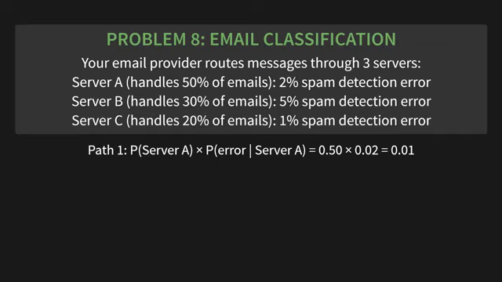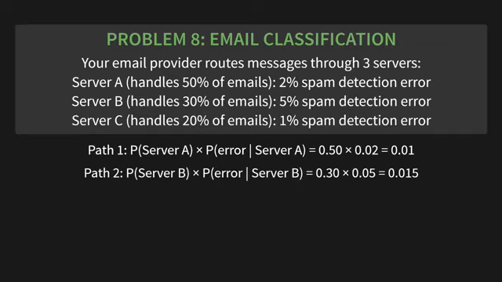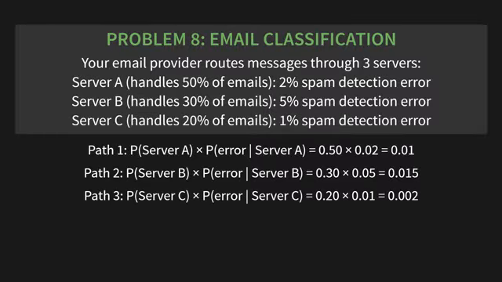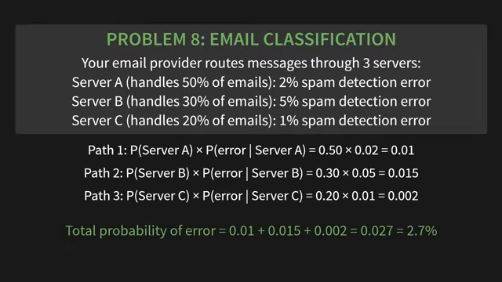Server A handles half your emails, that's a lot, with a 2% chance of messing up. Server B handles 30% of emails, but it's less reliable with a 5% error rate. Server C only handles 20%, but it's the most accurate with just 1% errors. Now here's the magic. We multiply each server's usage by its error rate, then add them all up. When we do the math, we get a 2.7% overall error rate. Not bad.